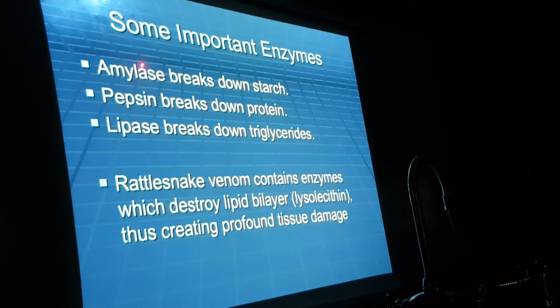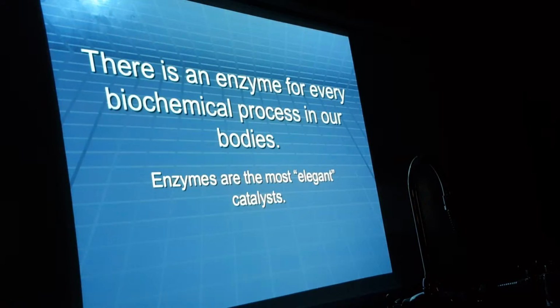Here's just some examples. There are zillions of enzymes in the body. We'll be looking at a lot of them, especially in digestion. Rattlesnake venom contains some really insidious enzymes that destroy lipid bilayers, thus destroying tissue, basically. There's an enzyme for every biochemical process in our body.